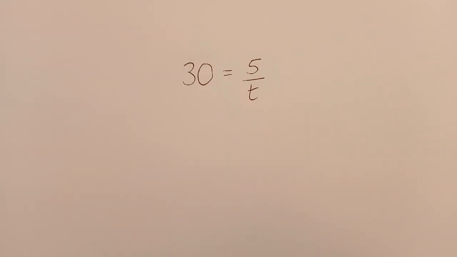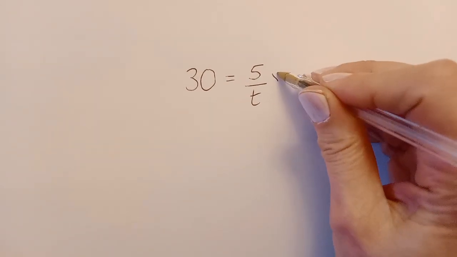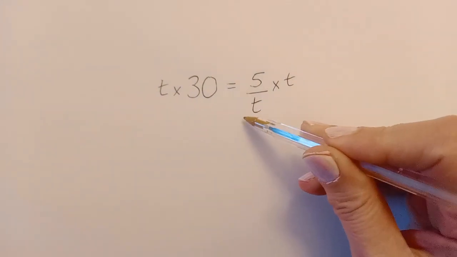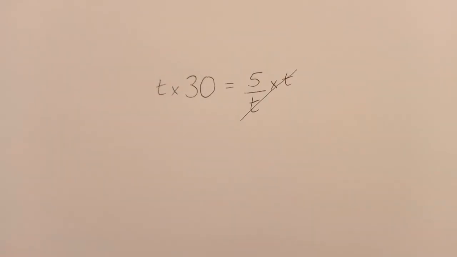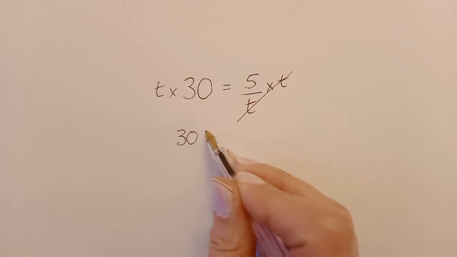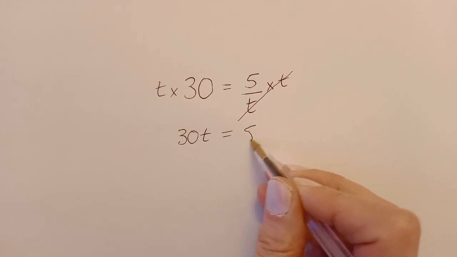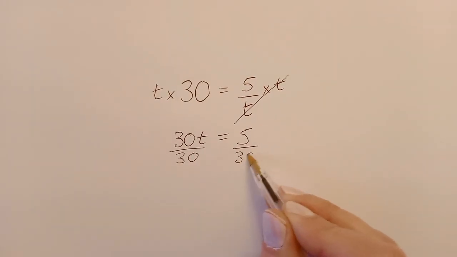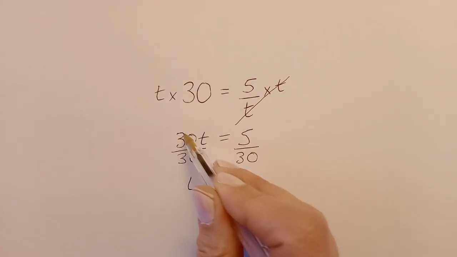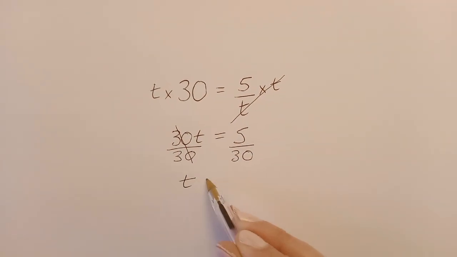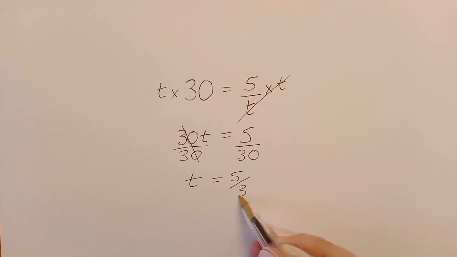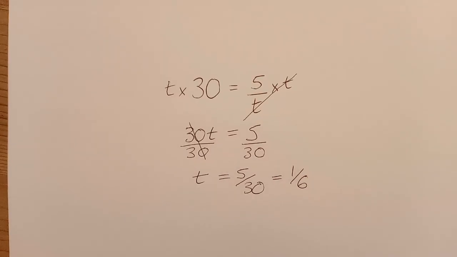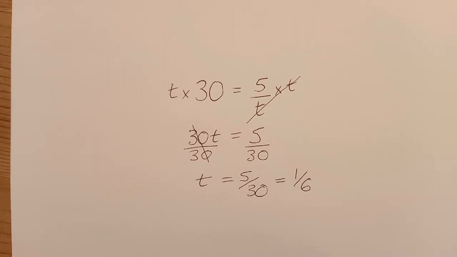So to rearrange this equation, we'll times both sides by t, and that cancels out our t on the denominator and leaves us with 30t equals 5. Then we can divide both sides by 30, and that cancels that 30 out, and we get t equals 5 over 30, which cancels down to 1/6, so 1/6 of an hour.